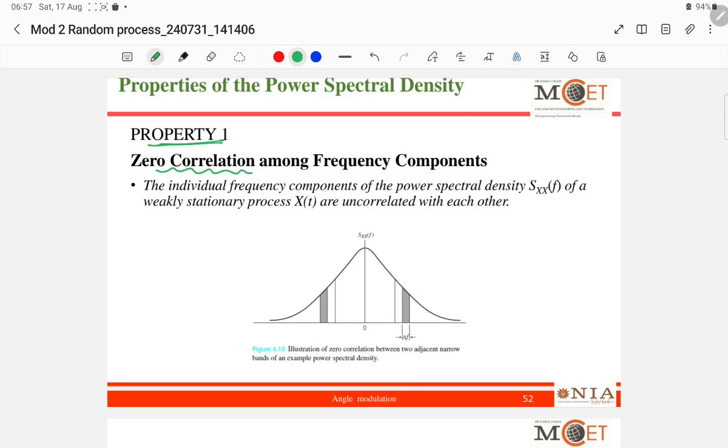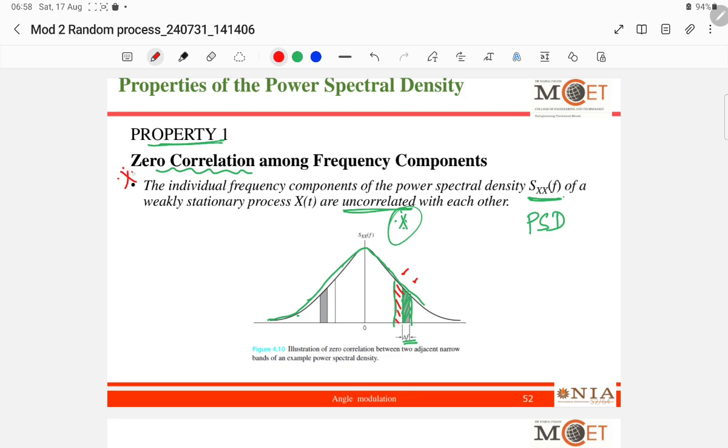It means that the individual frequency components of the power spectral density, that is Sxx(f) of a weakly stationary process, are uncorrelated with each other. So this is the illustration of the power spectral density. Here we have two narrow bands, right? This small portion is represented as del f. This is another frequency band, but there is no correlation between these two adjacent bands.